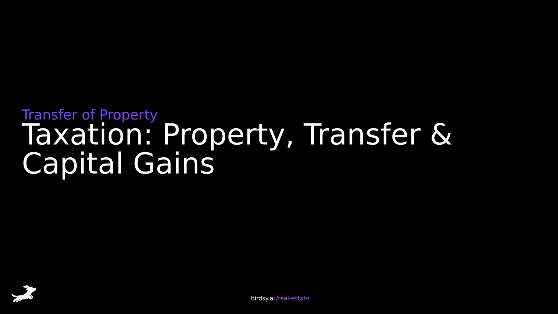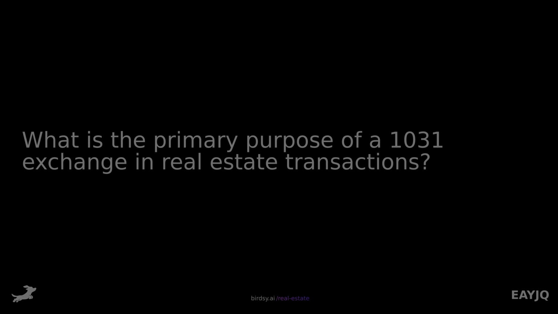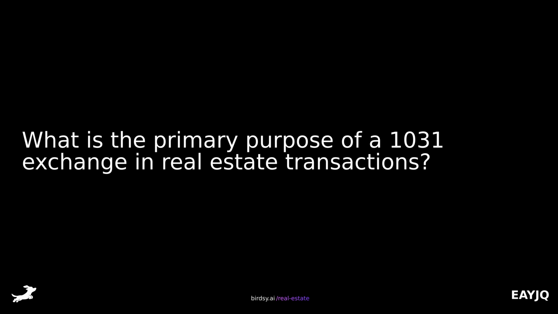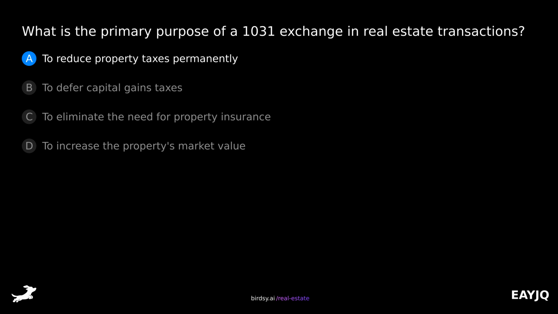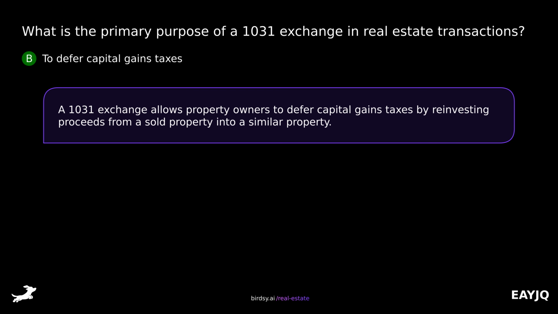Taxation, property transfer, and capital gains. What is the primary purpose of a 1031 exchange in real estate transactions? Is it A, to reduce property taxes permanently, B, to defer capital gains taxes, C, to eliminate the need for property insurance, or D, to increase the property's market value? The answer is B, to defer capital gains taxes. A 1031 exchange allows property owners to defer capital gains taxes by reinvesting proceeds from a sold property into a similar property.